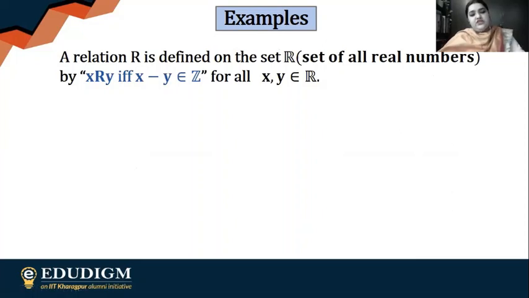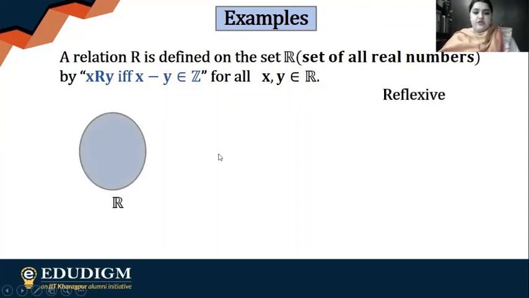I have taken a relation capital R based on the basic set of all real numbers given by x is related to y if and only if x minus y is an integer. So belongs to Z means belongs to the set of all integers. So we are going to check the properties one by one. I'm starting with reflexivity.